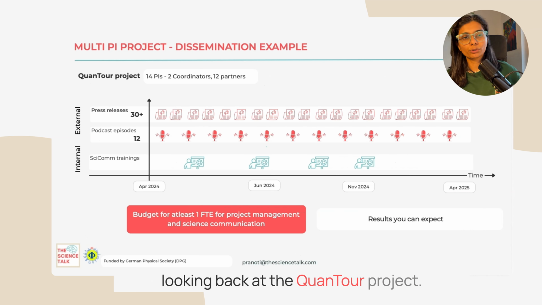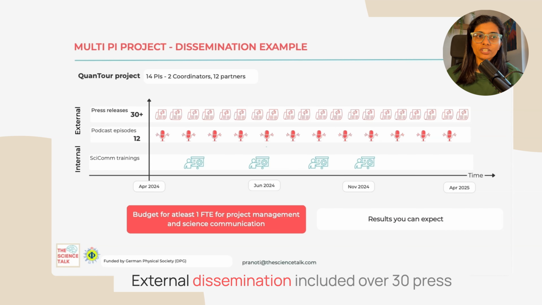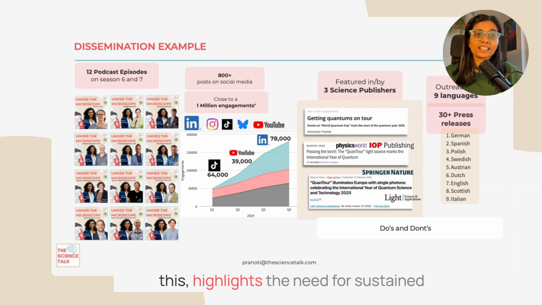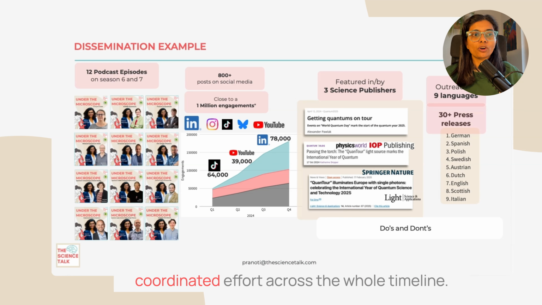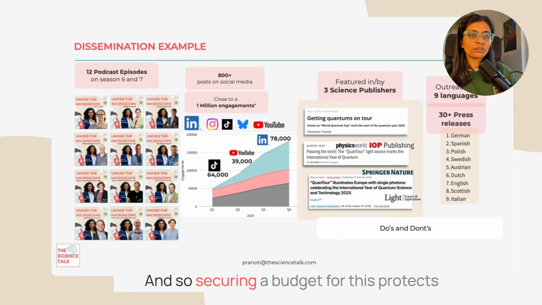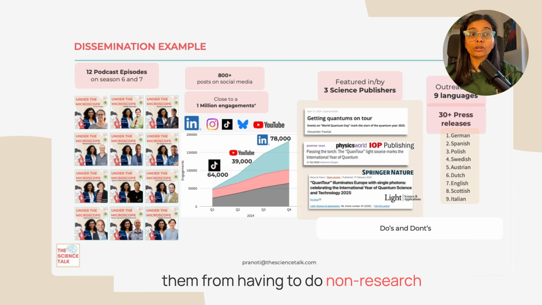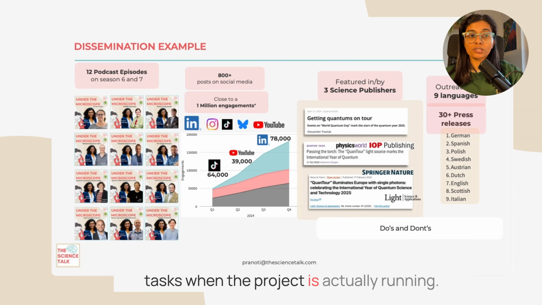Looking back at the QuanTour project, external dissemination included over 30 press releases and consistent release of podcasts. This highlights the need for sustained, coordinated effort across the whole timeline. And so securing a budget for this protects the well-being of the PIs and prevents them from having to do non-research tasks when the project is actually running.